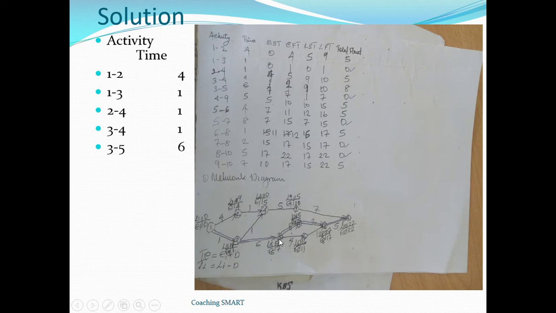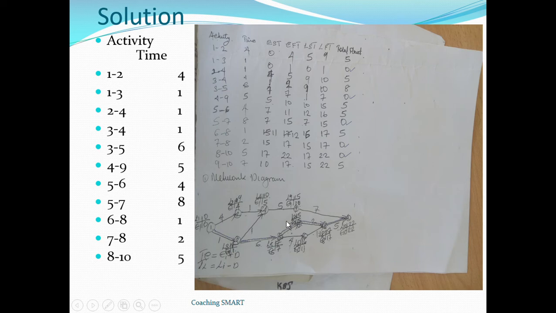3 to 5 is here, so this is event 5, which is followed by 4 to 9. 4 to 9 is here, then followed by 5 to 6. So we have 5 to 6 here, followed by 5 to 7. 5 to 7 is here, then followed by 6 to 8. 6 to 8 is here, then followed by 7 to 8, which is 2 days, followed by 8 to 10. 8 to 10 is here. So this gives us the network diagram.